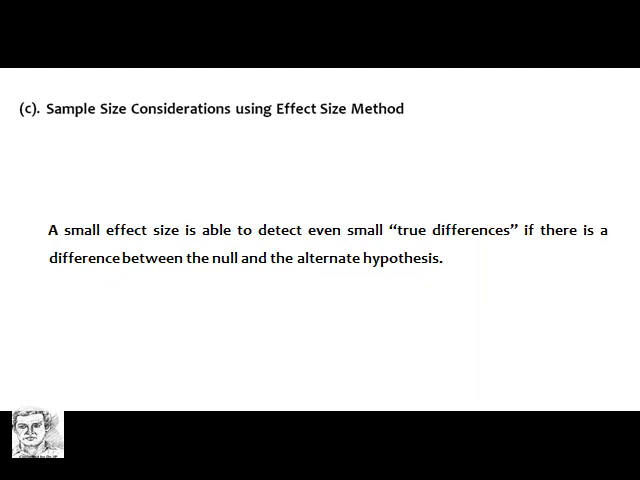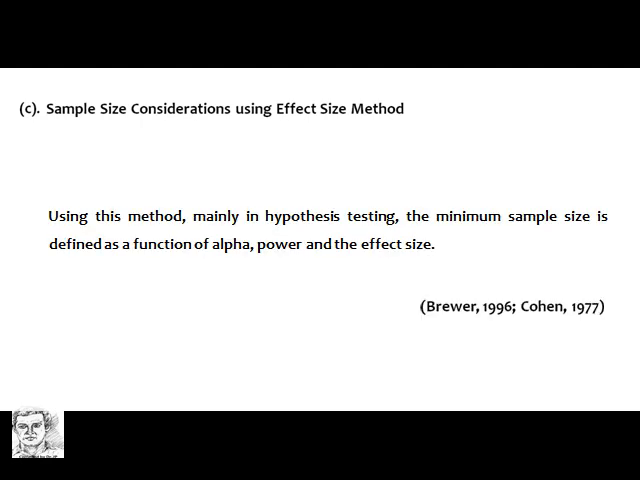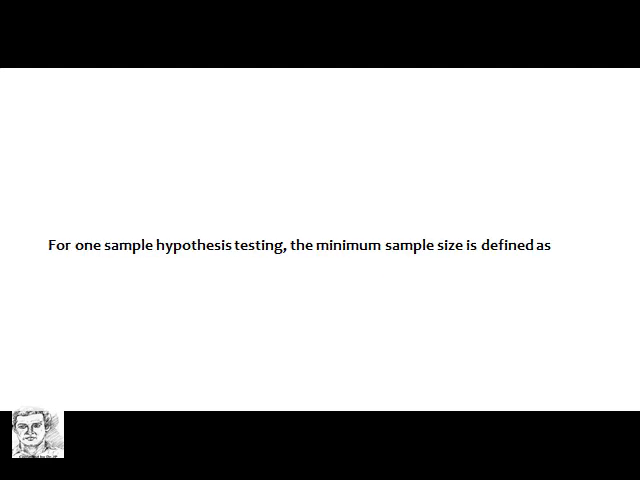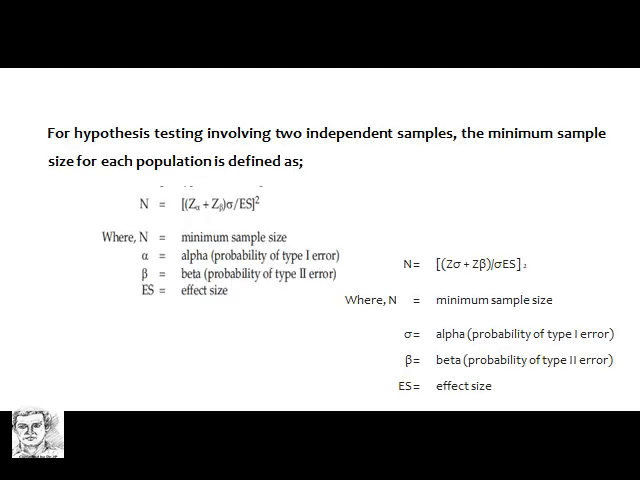A small effect size is able to detect even small true differences if there is a difference between the null and the alternate hypothesis. Using this method, mainly in hypothesis testing, the minimum sample size is defined as a function of alpha, power and the effect size. For one sample hypothesis testing, the minimum sample size is defined as. For hypothesis testing involving two independent samples, the minimum sample size for each population is defined as 1.